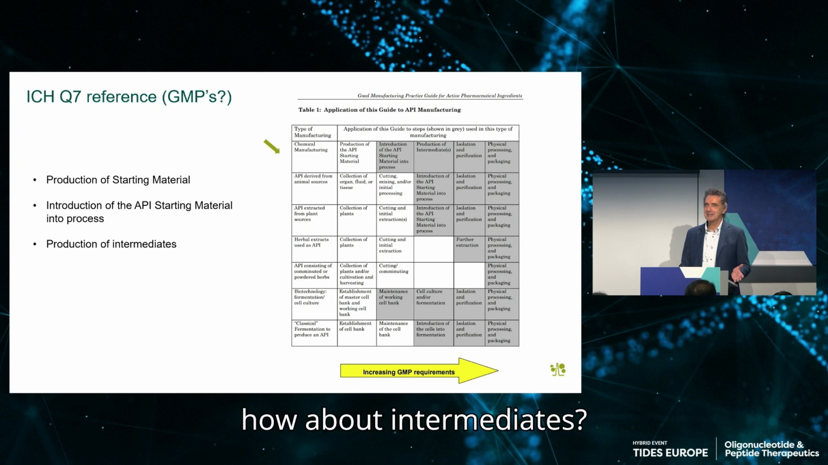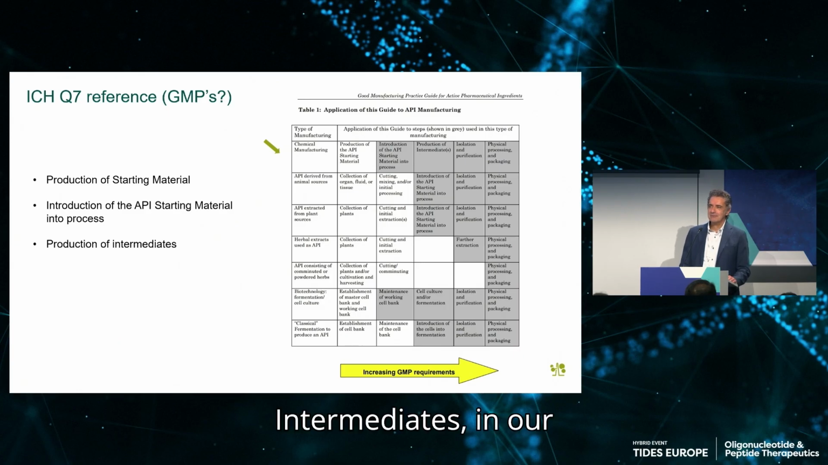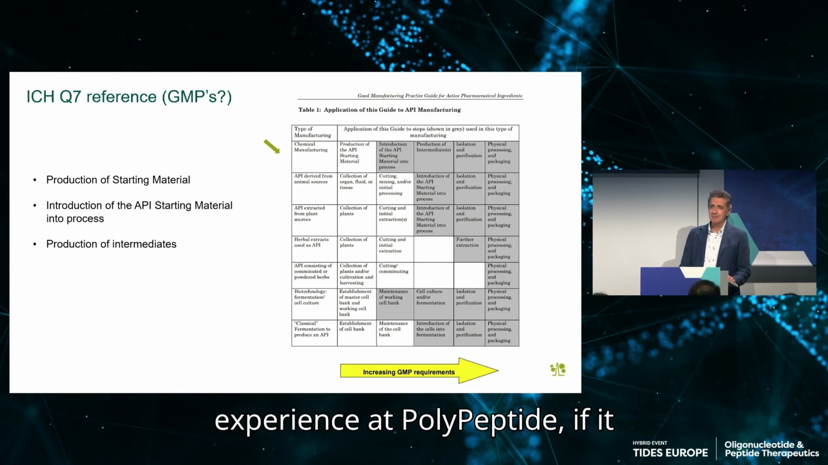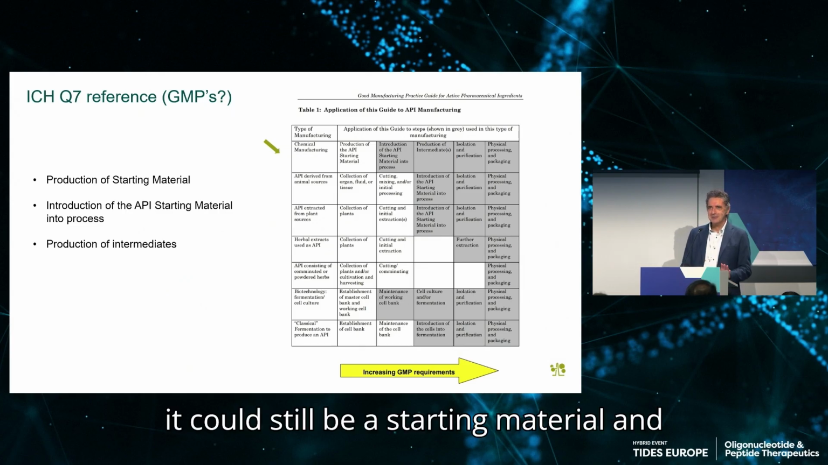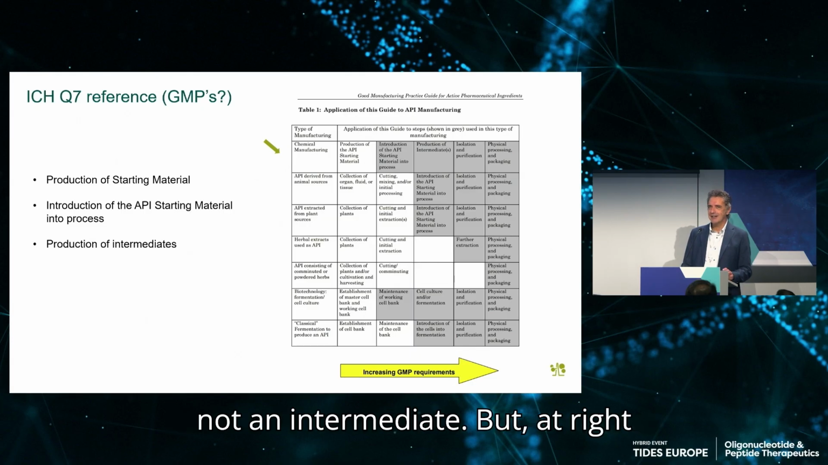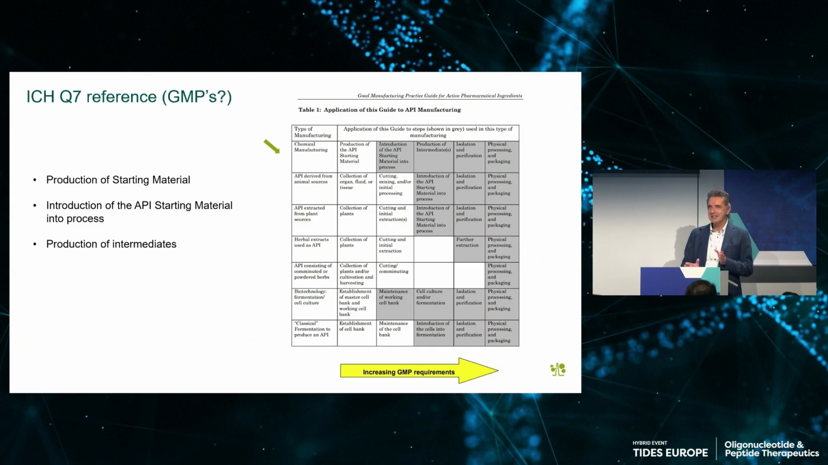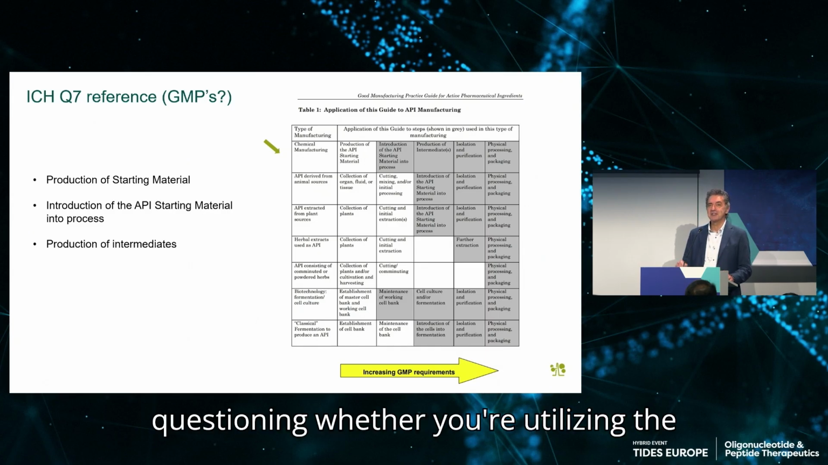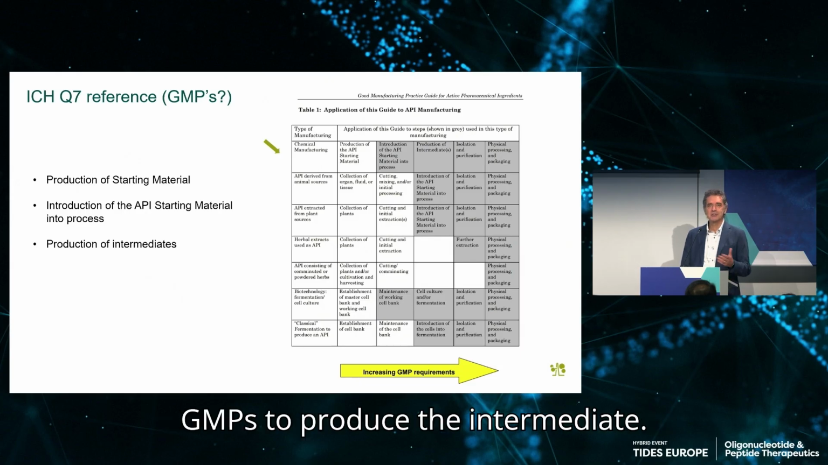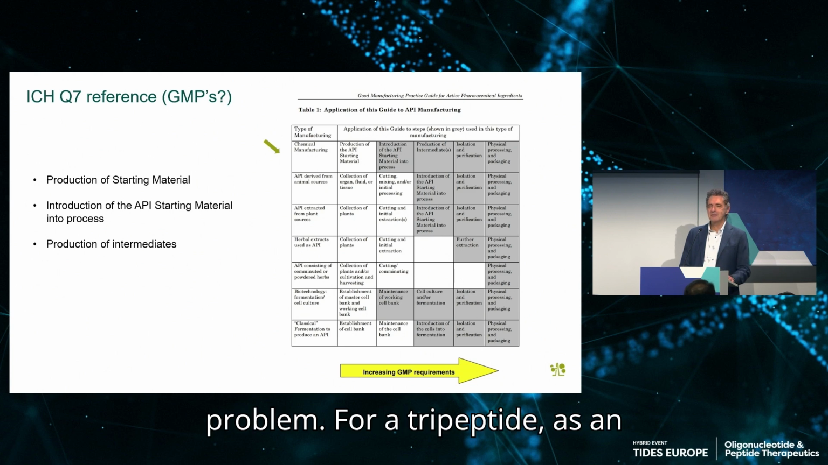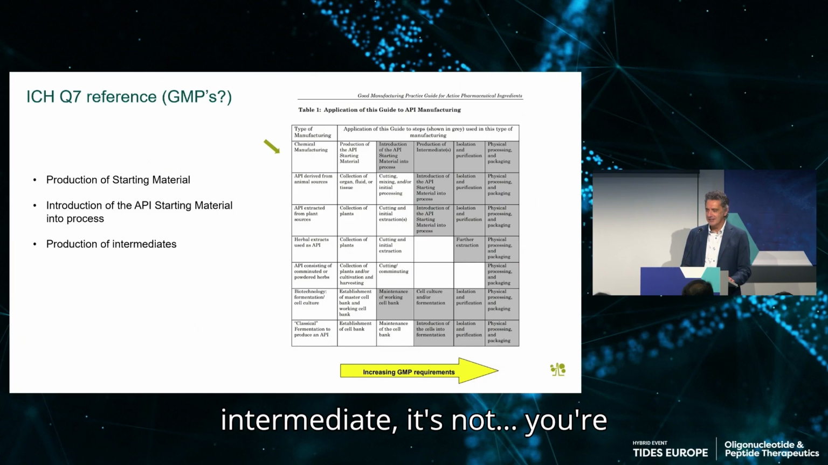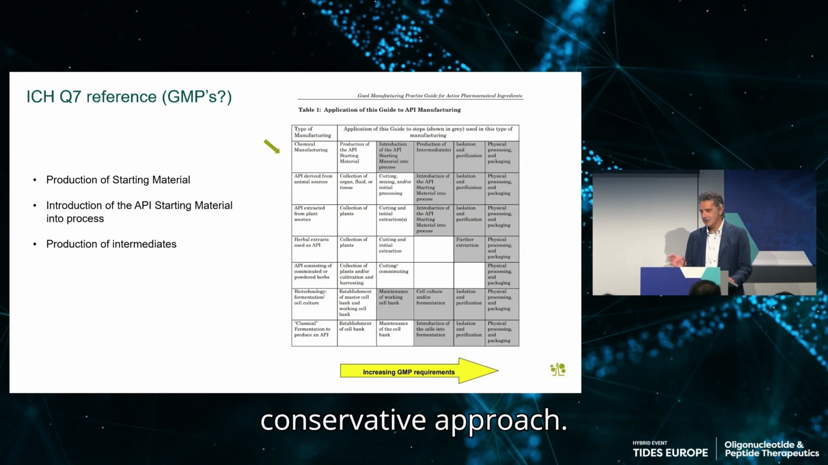Now, how about intermediates? Intermediates, in our experience at Polypeptide, if it is 2 to 3 amino acids, it could still be a starting material and not an intermediate, but at right around 3, the regulatory authorities will start questioning whether you're utilizing the GMPs to produce the intermediate. So for dipeptides, it's not a problem. For a tripeptide as an intermediate, you're going to have to follow the GMPs as a conservative approach.